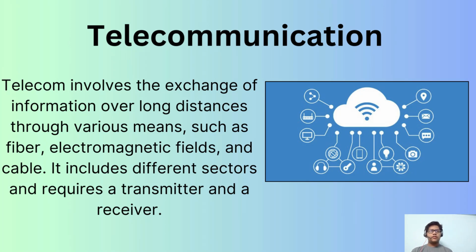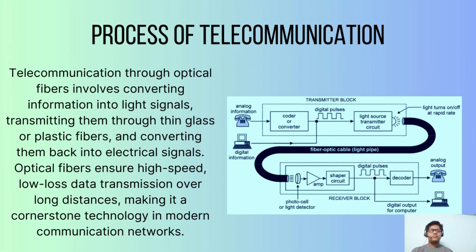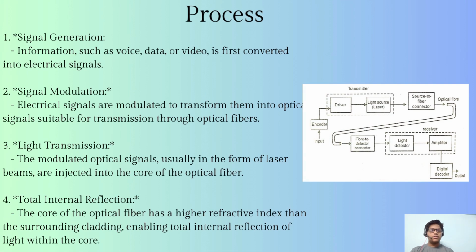Now let's understand the process of telecommunication through optical fiber. It involves mainly converting the information into light signals and transmitting them through glass or plastic fibers. Now, I would like to go through some key elements of this process. The first key element is signal generation. Information such as voice, data, or video is first converted into electric signals, and then it moves to the second process, that is signal modulation. The signals are modulated to transform them into optical signals suitable for transmission through optical fiber.